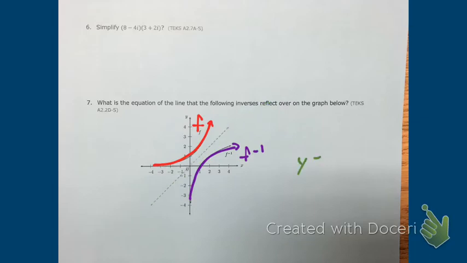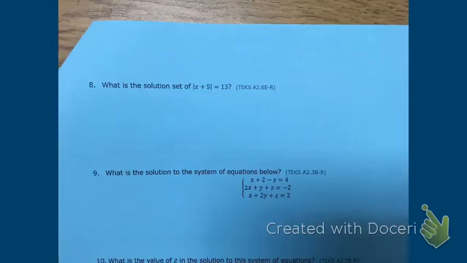But the equation we write as y equals something is what we're looking for. Number 8. What is the solution set? A couple ways we can do these. If you want to graph it, you can graph it. But if you want to solve it, we need to isolate our absolute value first.